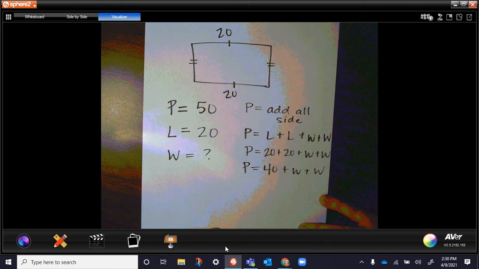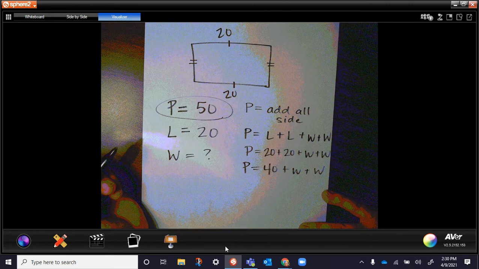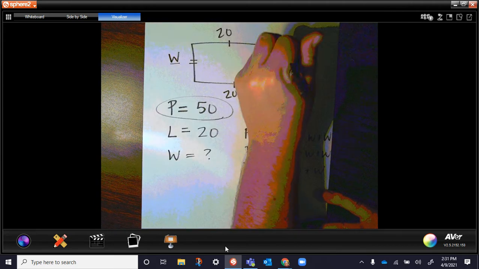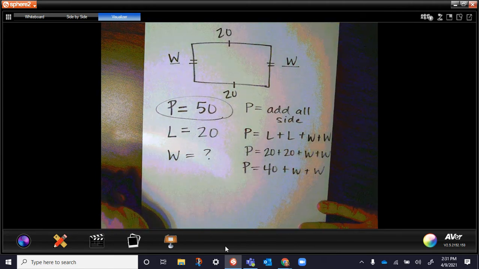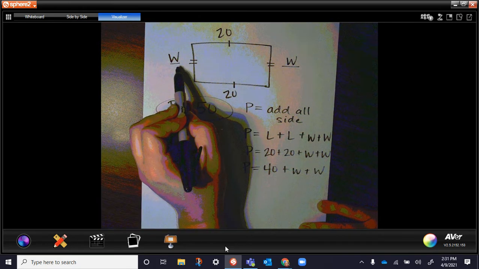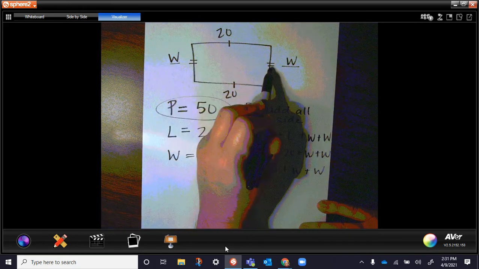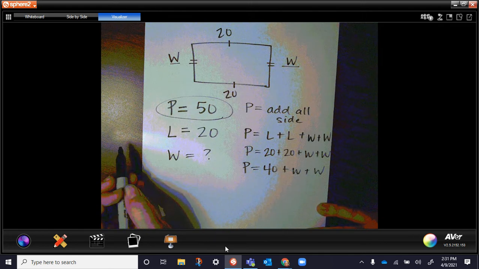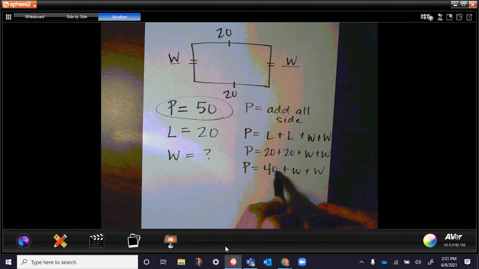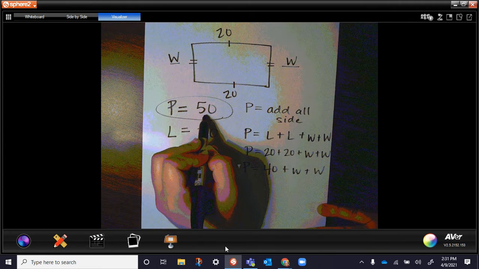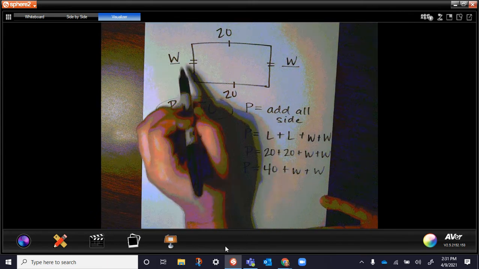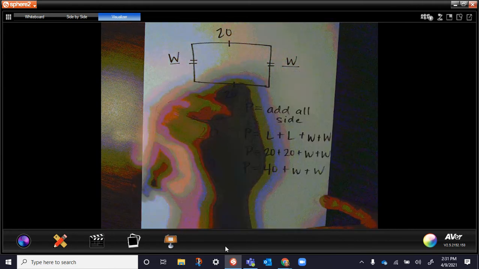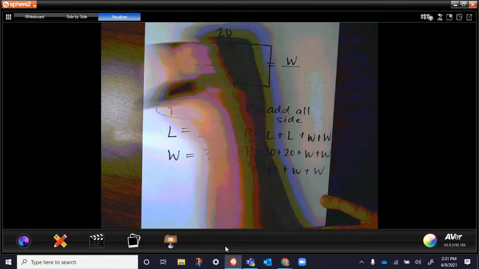So now I'm going to be thinking about, all right, the whole thing is 50. So everything here has to be added up to 50. So whatever these W's are, whatever the width is, I know that they have to be the same number because they are opposite of each other, and opposite sides of a rectangle are the same. So I'm thinking, okay, if I'm at 40 already, there's only 10 more to get to 50. And I can split 10 into 5 and 5, and that would be the same number to where these would be both 5 and 5.